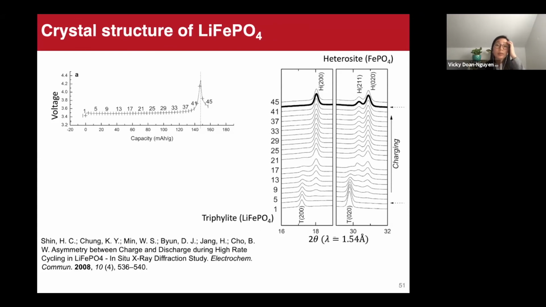So how does the structure of lithium iron phosphate change? Well, here, as reported by in situ X-ray diffraction by Shin and coworkers, as you deintercalate lithium, from 0.1 all the way to 0.41, you can see that there is a phase transformation from lithium iron phosphate, or triphylite. You can see the 200 peak here, transforming to the heterosite or iron phosphate structure. This is the 200 peak of that compound.